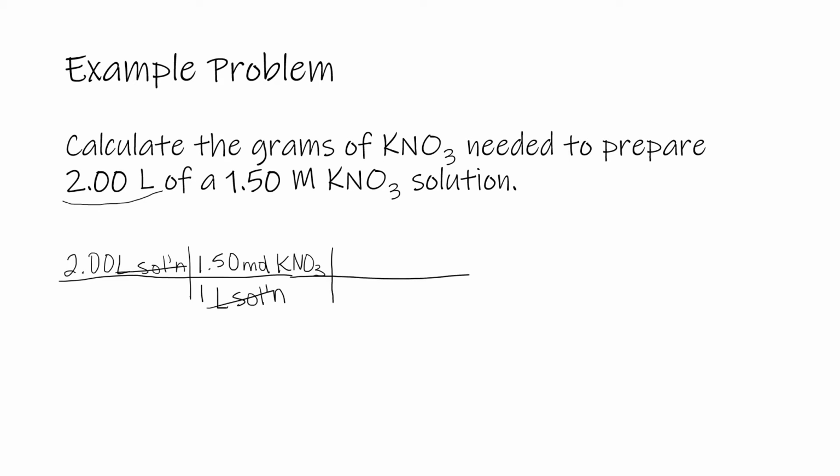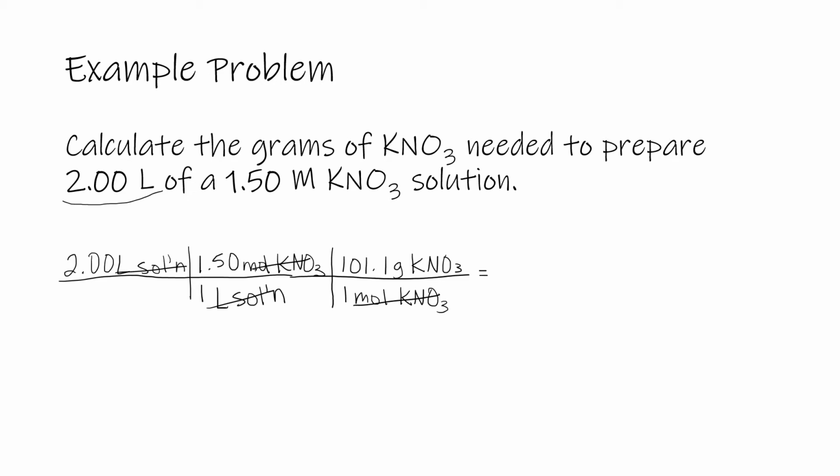Our problem is asking for grams, and so we can use the molar mass to convert between moles and grams. And we get the molar mass for potassium nitrate from the periodic table. And so 1 mole of potassium nitrate is equivalent to 101.1 grams of potassium nitrate. Our moles cancel. And we're left with the units of grams of potassium nitrate, which is what we are looking for. So we'll go ahead and solve this problem.